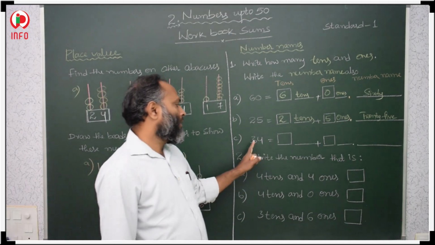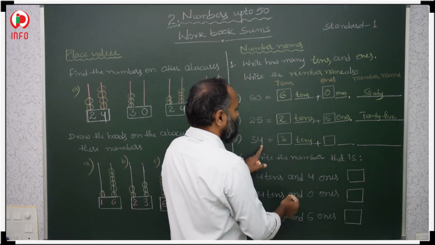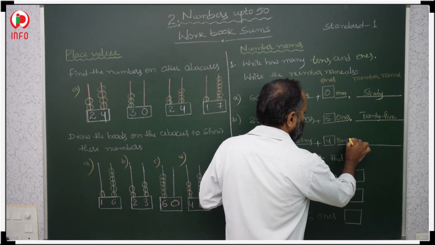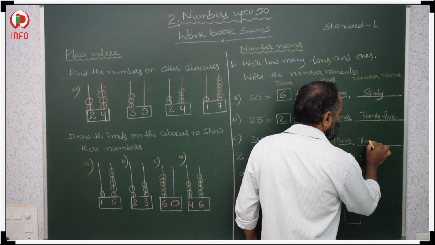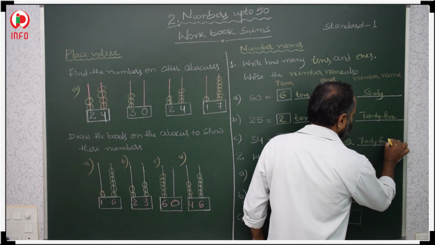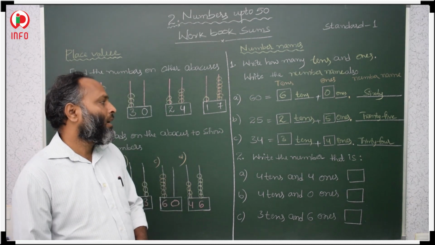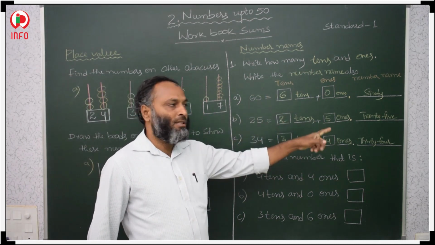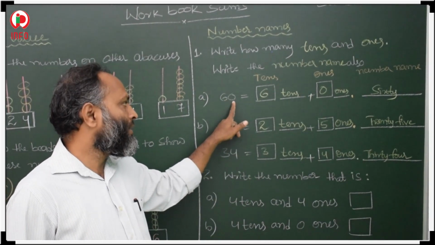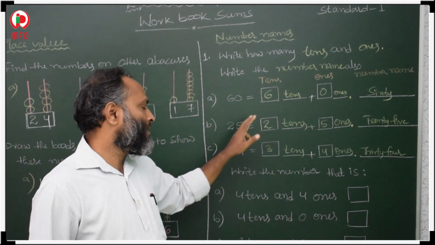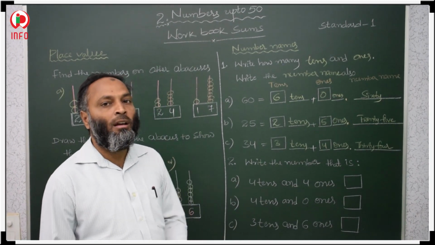Number name. Here 3, 4. 3 tens, 4 ones, 34. In this way we have to write the number of tens and number of ones, and there we have to write the number name. So these represent tens, these represent ones. 6 tens, 0 ones, 2 tens, 5 ones, 3 tens, 4 ones.